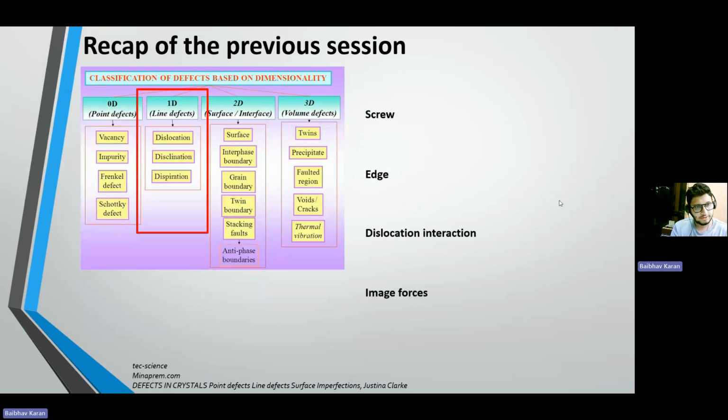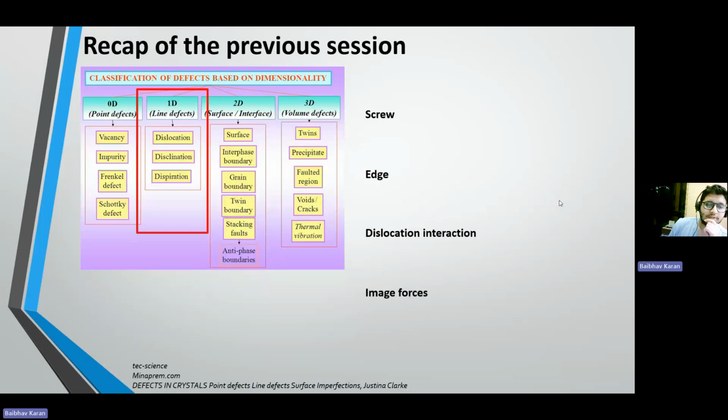Then we have edge dislocation and screw dislocation. We discussed their interactions, how they interact with each other. If a screw is interacting with an edge, if an edge is interacting with an edge, if a screw is interacting with a screw, what type of changes take place. Even in the lecture, Professor Shashank solved some problems regarding dislocation interactions. How is the screw interacting with screw? How is the screw interacting with edge and all?